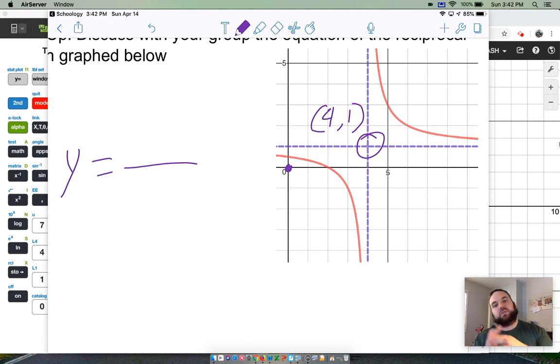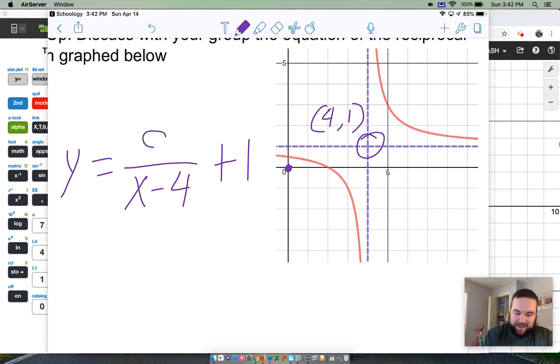Since the asymptotes cross at 4, 1, I know that this has to be x minus 4 in the denominator in order to get that shift to the right 4. And then I've got plus 1 out here to show the movement up 1. The last thing I need to do is figure out what a value goes up here. I know it's some whole number, but we need to figure out what that is.